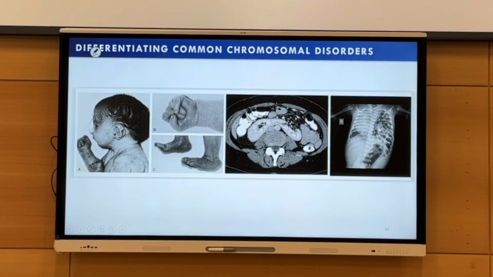What is this expression? Non-rotation, or underdevelopment of the lung. Diaphragmatic hernia. Excellent. So this would be an anomaly in trisomy 18.